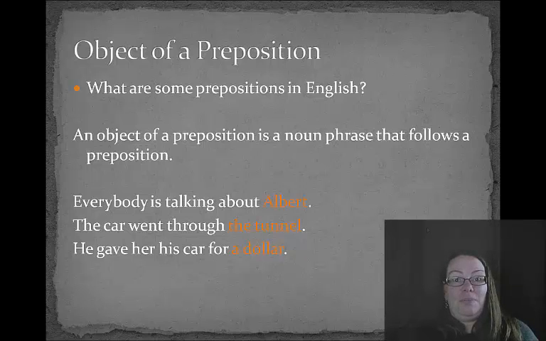Okay? An object of a preposition is a phrase that follows that preposition. So here we have some noun phrases, Albert, the tunnel, and a dollar, that all come after a preposition. In the first one it's about, the second one it's through, and the third one it's for. So if you remember back to that sentence that we have for Mother's Day, that is an example of an object of a preposition, or maybe it was for her birthday. Those are examples of objects of a preposition.